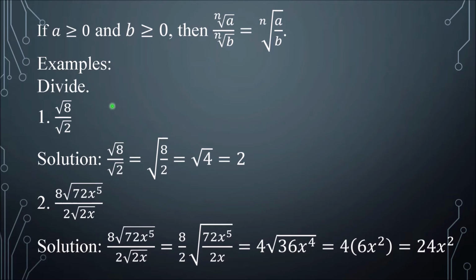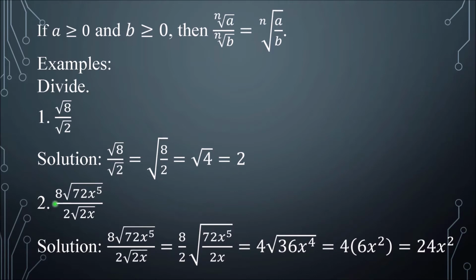Let's have examples. Number 1, divide square root of 8 divided by square root of 2. So square root of 8 divided by square root of 2 is square root of 8 over 2. 8 over 2 is 4. So square root of 4 is 2.